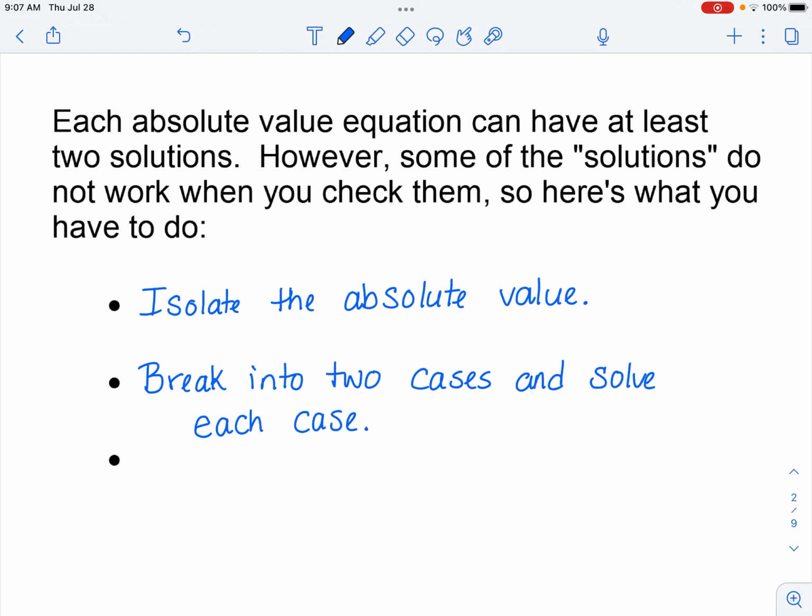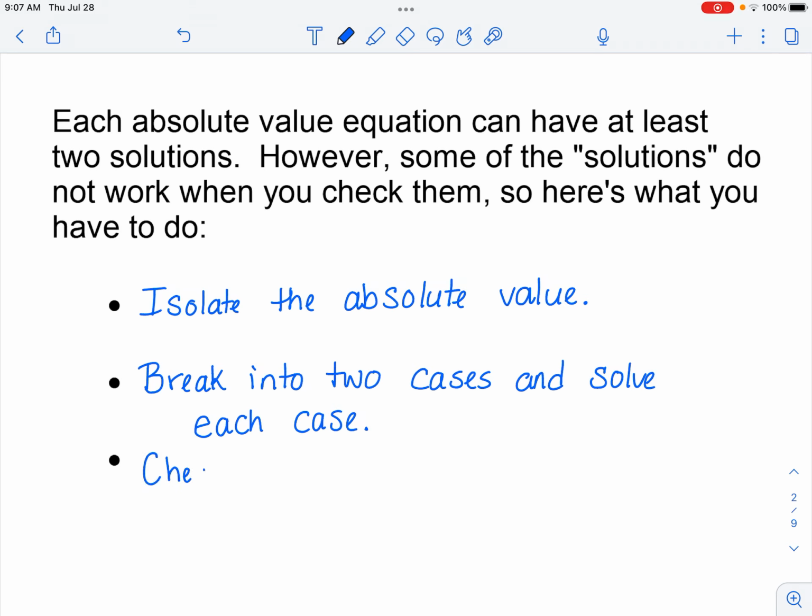Okay, and the reason we have to break into 2 cases is, say we have absolute value of x is equal to 3. Well, from the previous slide, we know that that's going to have 2 answers. The inside of the absolute value could have been a positive 3 or a negative 3 to get an output of positive 3. So we're going to break into 2 cases. We'll talk about how to do that with our first example.